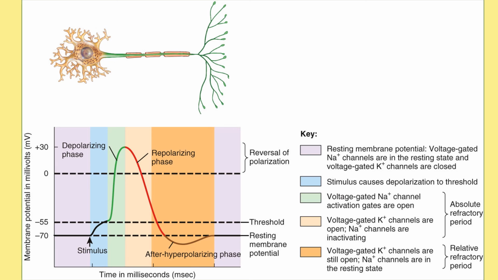So the relative refractory period begins during the end of the repolarization phase and continues through the hyperpolarization phase. So what's happening here? On the orange parts of this graph, remember voltage-gated potassium ion channels are open and potassium is flowing out of the cell. Potassium is flowing out, taking its positive charge with it, which means the inside of the cell is becoming increasingly negative, and that's why the line goes down on the graph.